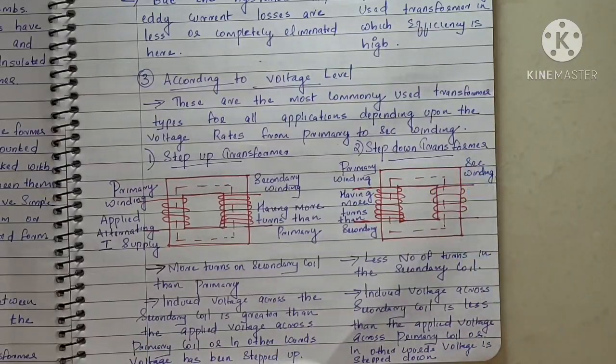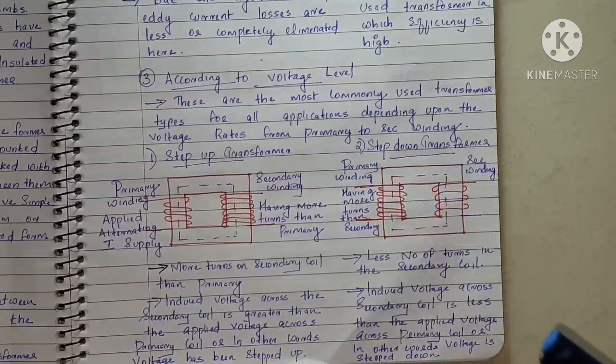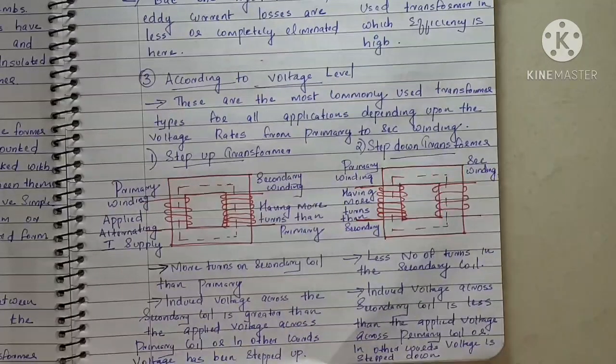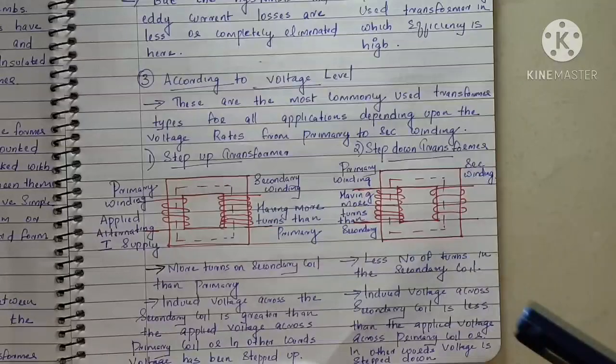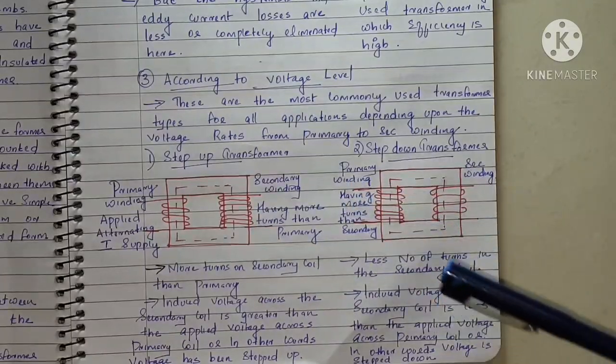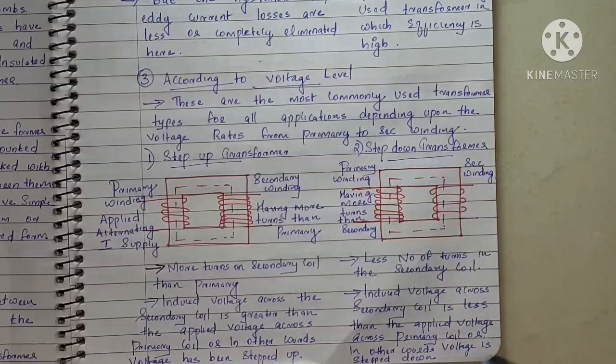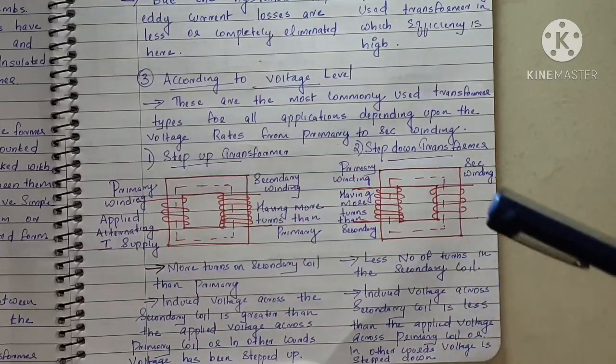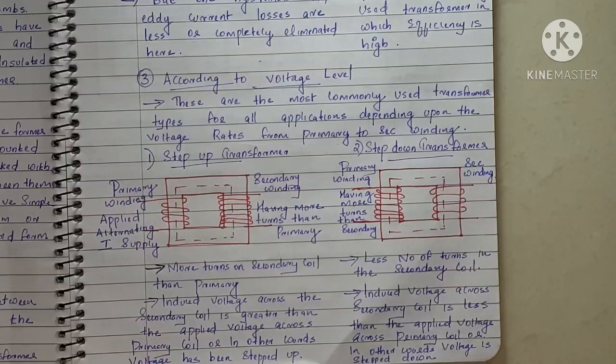Whereas in the case of a step-down transformer, there are fewer turns in the secondary coil compared to the primary, and the induced voltage across the secondary is less than the applied voltage across the primary coil. Or in other words, voltage is stepped down in a step-down transformer.